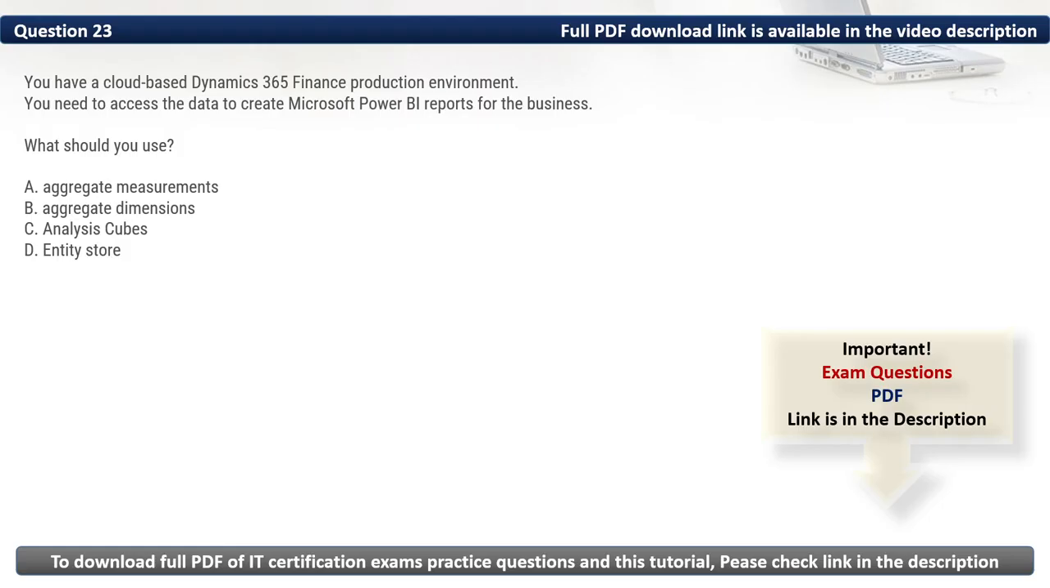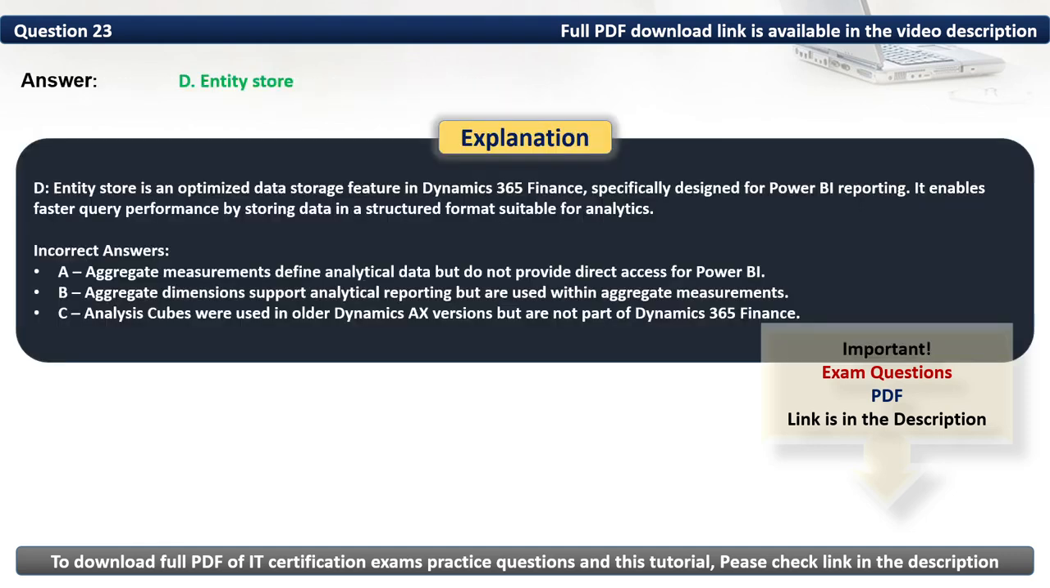Then we have B. Aggregate dimensions. Aggregate dimensions support analytical reporting but are used within aggregate measurements. Then we have C. Analysis cubes. Analysis cubes were used in older Dynamics AX versions but are not part of Dynamics 365 Finance. As such, we could use Entity Store. Thus, the correct option is D.